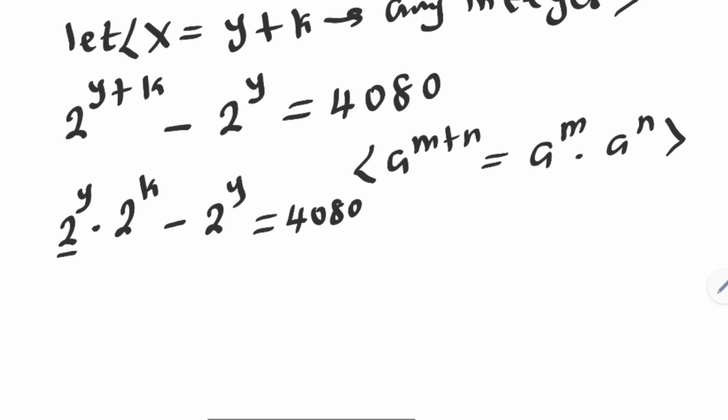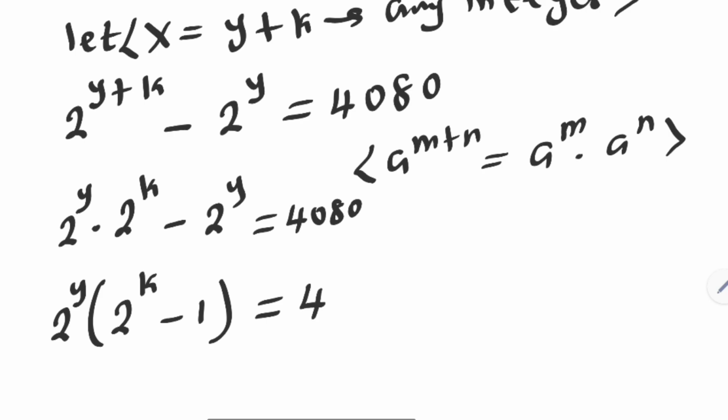You can see that 2 raised to power y is common. Let's bring it out. 2 raised to power y bracket 2 raised to power k minus 1 is equal to 4080.